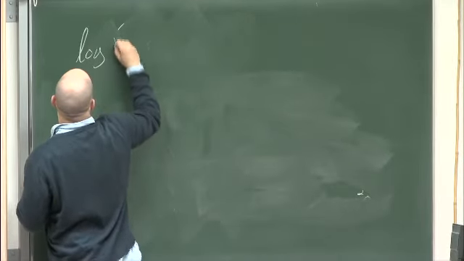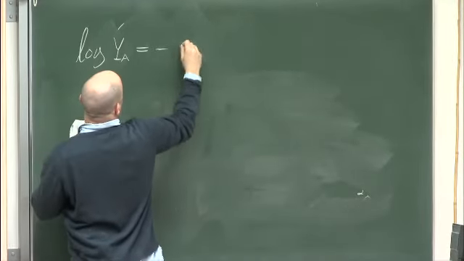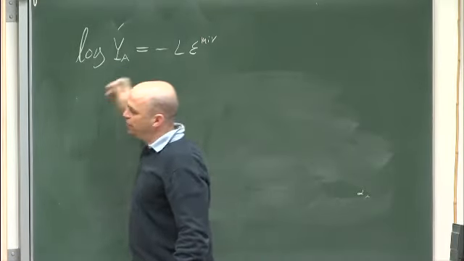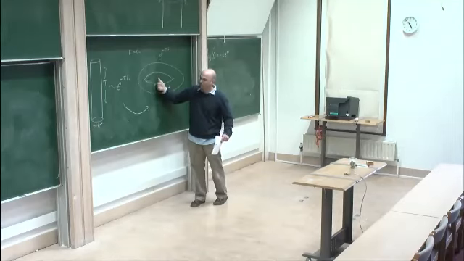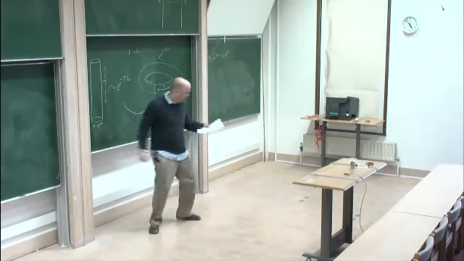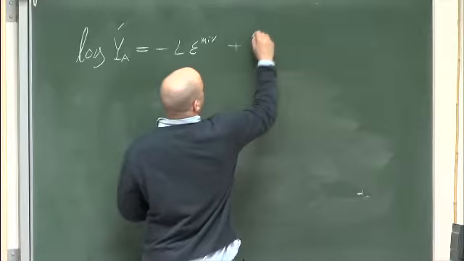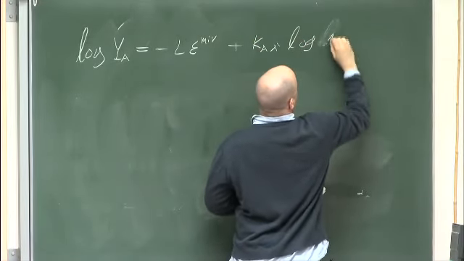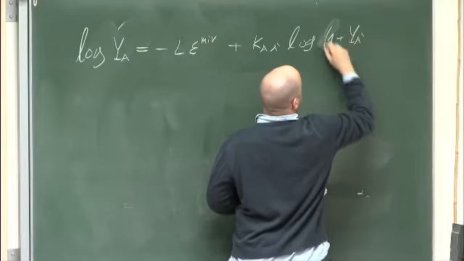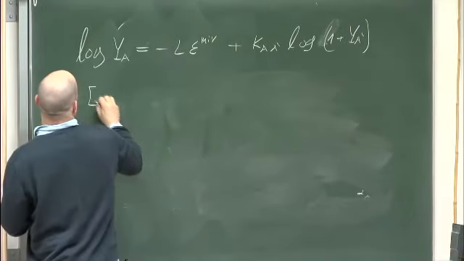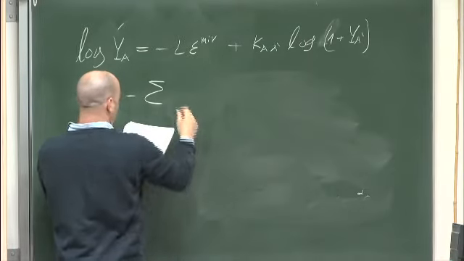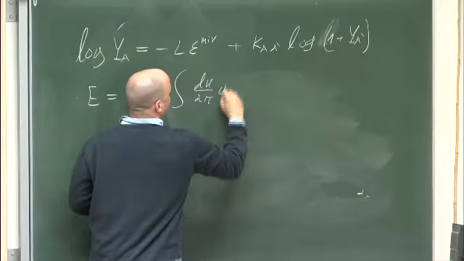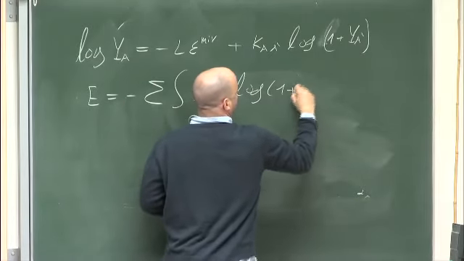You get log of this Y_A equal to minus L times this energy. I write here mirror because this is the energy in this mirror picture, where time is what was before the space direction, plus a convolution, say A prime, log of 1 plus Y_A prime. And again, the energy, as before, minus the sum of an integral, again, this du over 2 pi q prime, log of 1 plus Y_A.